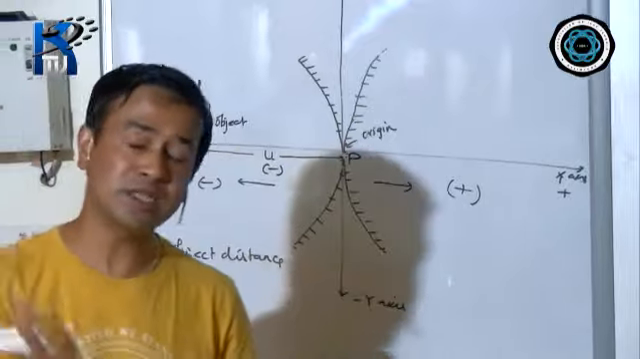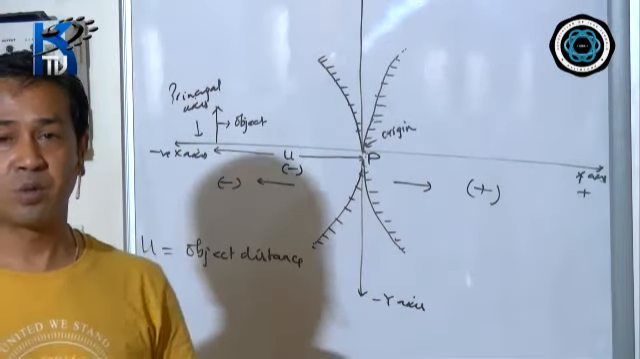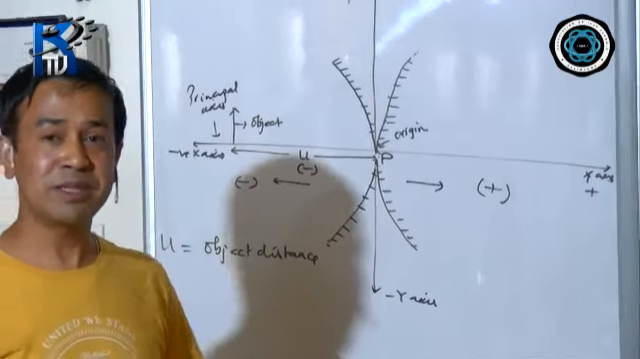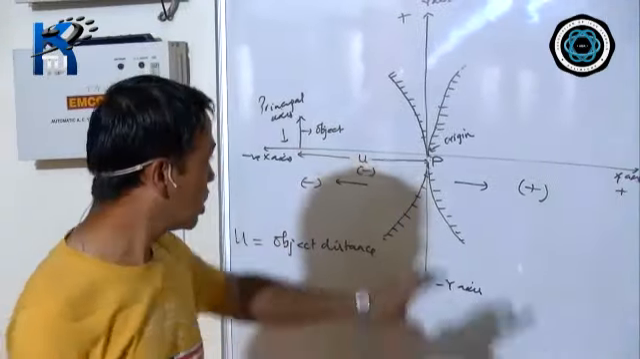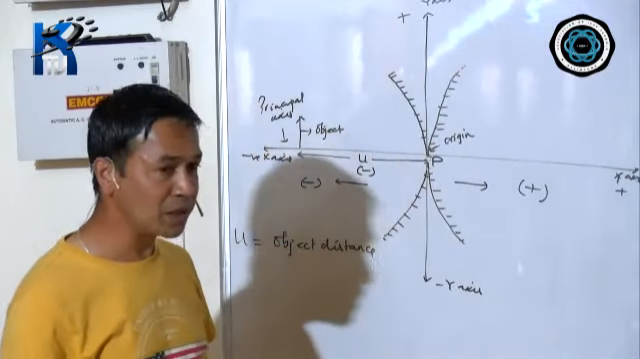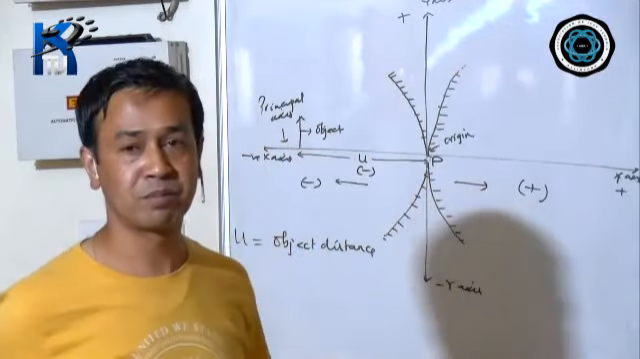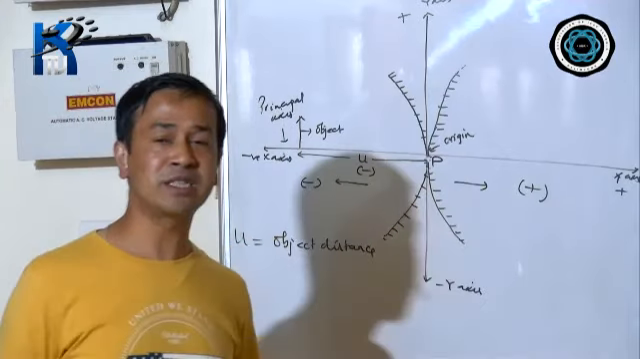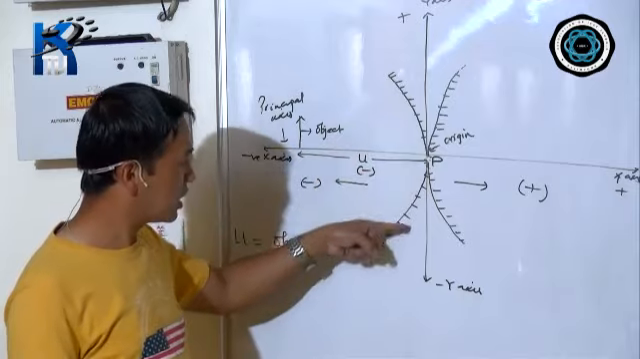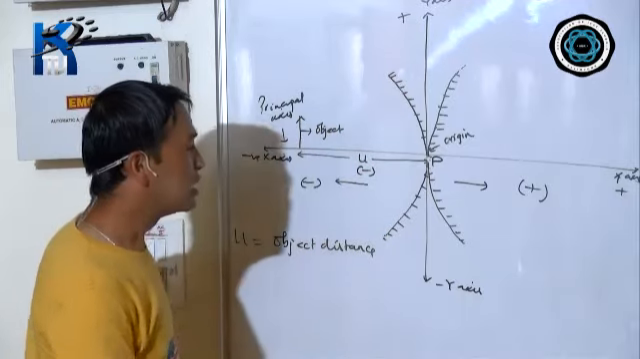Now, another distance that we can measure with respect to the pole is called what distance? Image distance. Now, image distance, as per the sign convention and the diagram, can be positive or negative. But let me tell you, the image distance is taken as negative when the image formed by the mirror, either a concave mirror, is real.